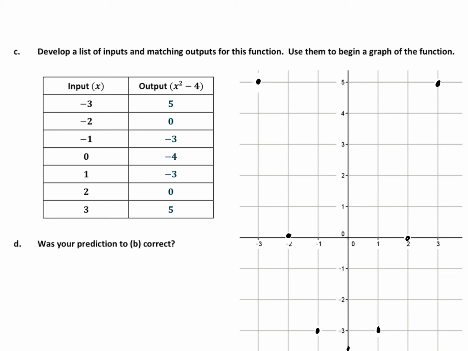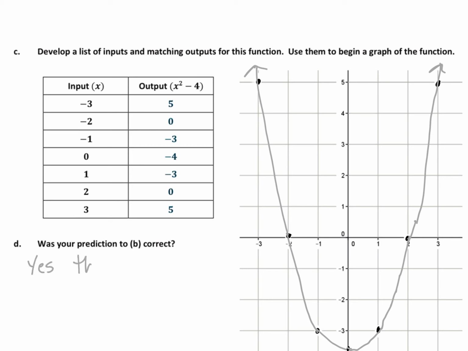So if we were to connect those, we would end up with, here we go, a bit of a curve. This is called a parabola, and it is a fancy name for an expression that has an x squared term in it. Then it says, was your prediction correct? Yes, this does not create a straight line.